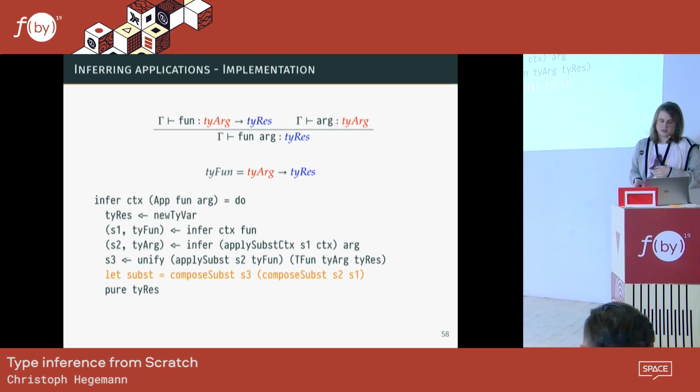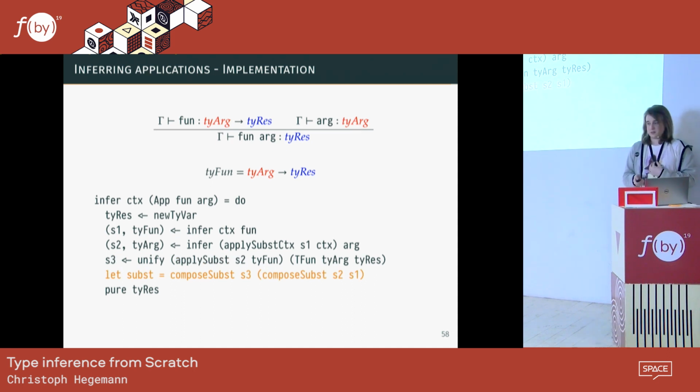And then we need to collect all that information up. So we compose all the substitutions we gained and return the composition, and apply the substitution we figured out when unifying so that we can get the proper type for the result type. And that's actually the entirety of the inference algorithm for the type system we described.